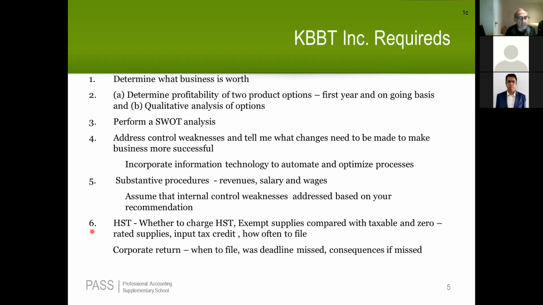What I'm going to be spending this evening on are requireds 1 through 5, where I can add a lot more value. Before we look at the individual requireds, let's take a look at the ranking, okay? We're going to assume about 20 to 25 minutes to read the case and 65 to 70 minutes to write up the case.